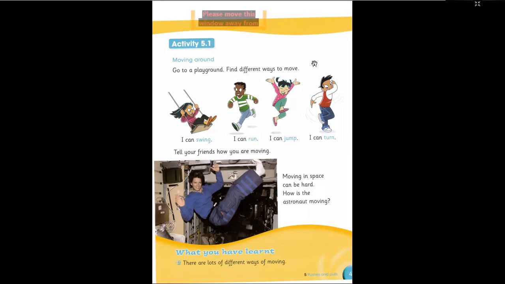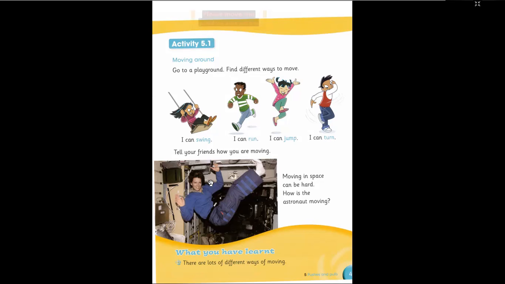Tell your friends how you are moving. You can move and you can tell your friends how you are moving. Here, she is an astronaut. Moving in space can be hard. How is the astronaut moving? Is this a boy or a girl? She is a girl.